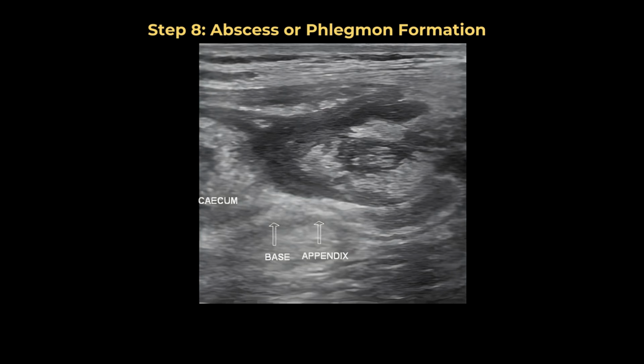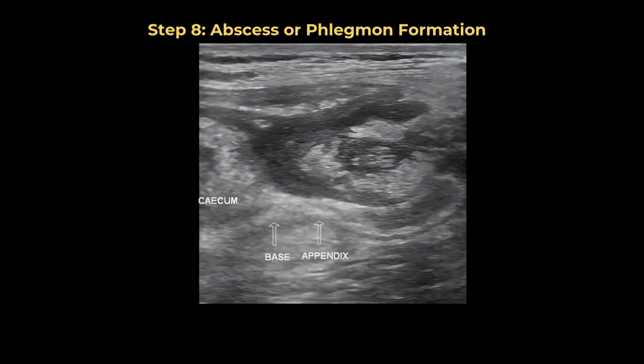On ultrasound, a phlegmon appears as an ill-defined hypoechoic and heterogeneous area in the right iliac fossa. There is no clear liquid collection yet. Instead, you see bright, hazy, inflamed fat and thickened bowel loops that do not move. The sliding sign is lost because the structures are stuck together.